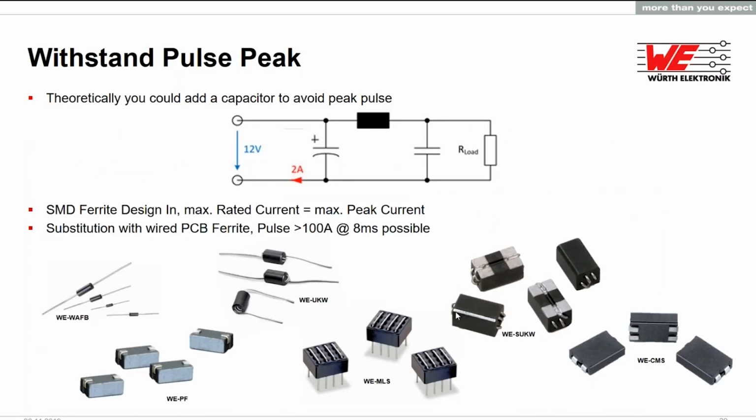However, there are different ways you can withstand this. You can add a capacitor at the start to avoid peak currents destroying your part, or you can design in an SMD ferrite. However, it can only go up to the maximum rated current. If you have situations where you're using large main powers up to 100 amps, then it's best to substitute with wired ferrites.